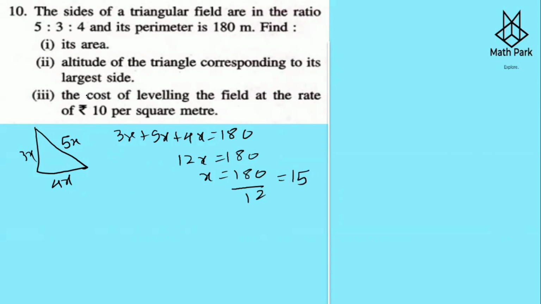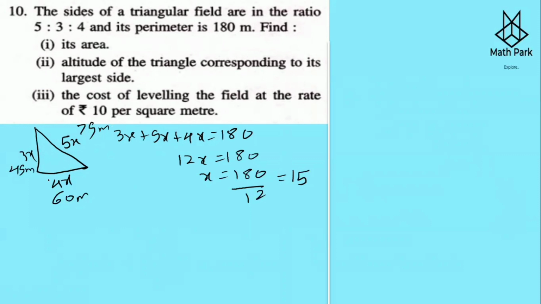And this is how we get the different sides as 5x. So this is 5x, which becomes 5 times 15, which is 75. 4 times 15 is 60 meters. And this 3x, 3 times 15, is 45 meters. These are the three sides.